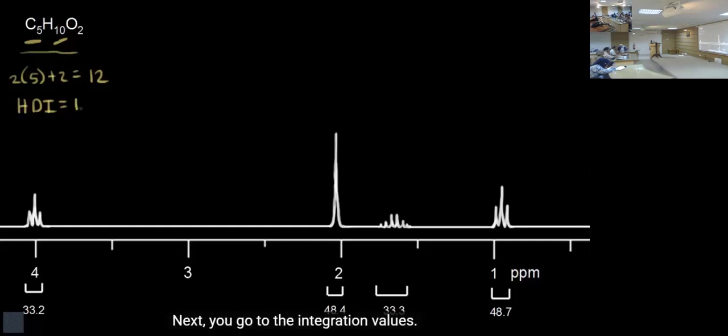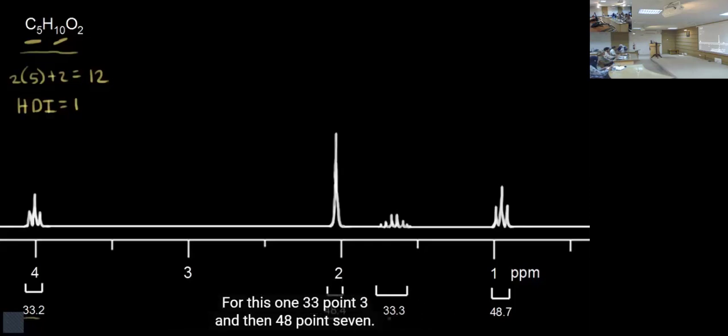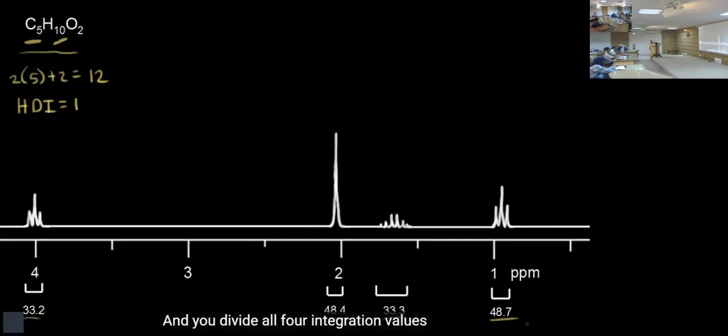Next, you go to the integration values. So for this signal, an integration value of 33.2. For this one, 48.4. For this one, 33.3. And then 48.7. And you divide all 4 integration values by the lowest one. So the lowest one would be 33.2.